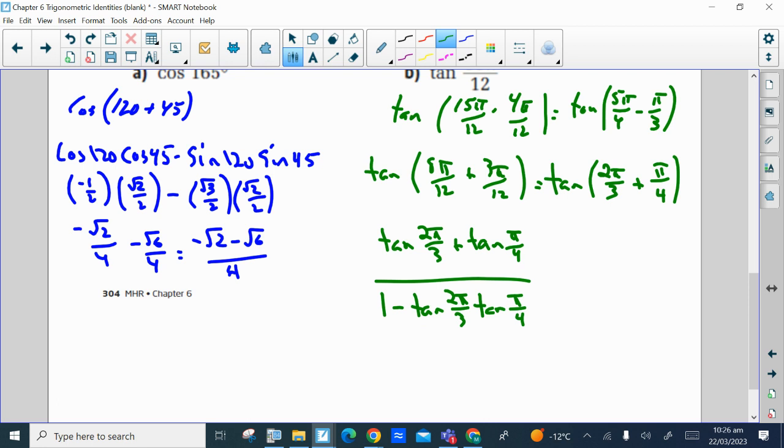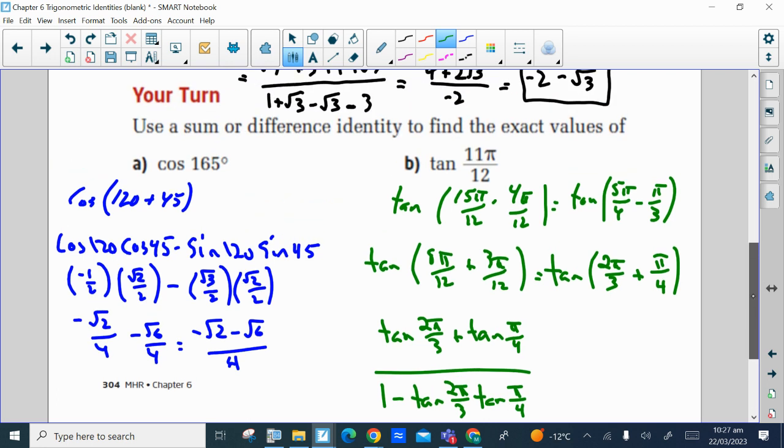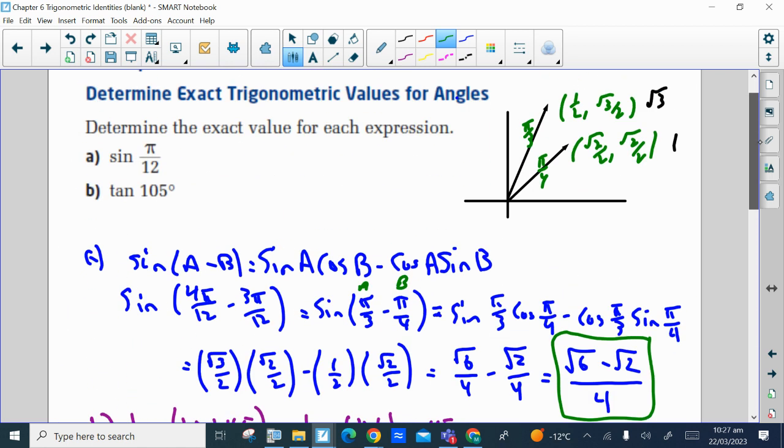And you could also use 9 pi on 12 and 2 pi on 12 as well. That would work. 5 pi on 12 doesn't reduce, so no, you can't. But 9 pi on 12 and 2 pi on 12 would reduce. So you could also use those. It doesn't matter. So 2 pi on 3.